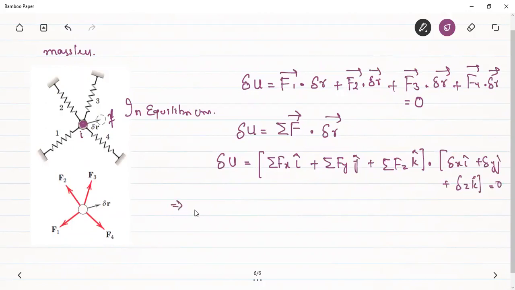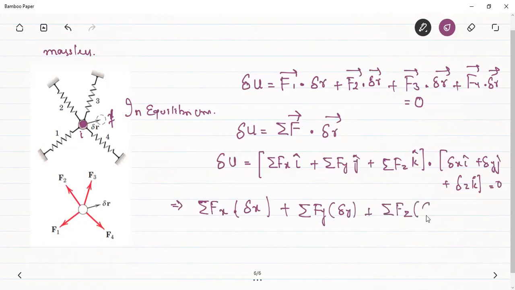Therefore what we get here is summation of the forces in the x direction, computing the dot product, times delta x, or simply multiplication, plus summation of the forces in the y direction times delta y, plus summation of the forces in the z direction times delta z. This has to be equal to 0. So from here we get that.